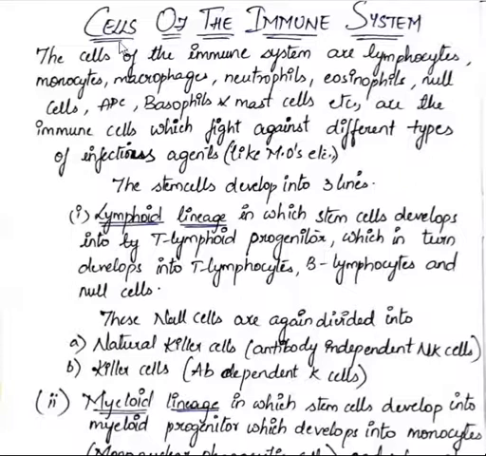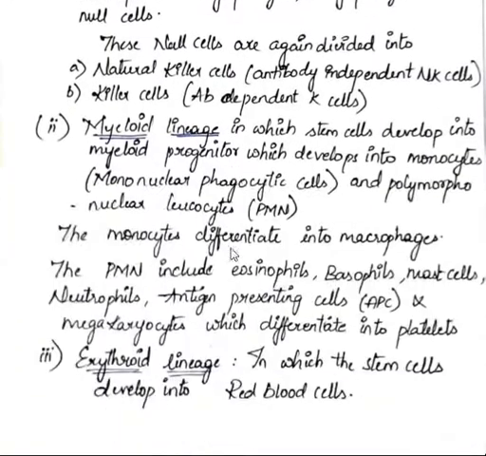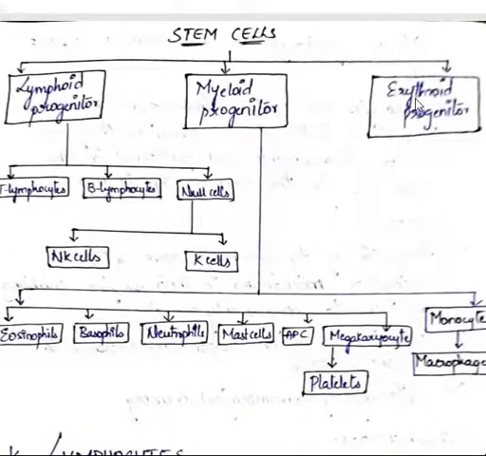And these are all the immune cells which fight against different types of infectious agents, like microorganisms which enter into the host or human body. So basically, the stem cells are going to develop into three lines. Our stem cells are going to have the lineage of three lines.